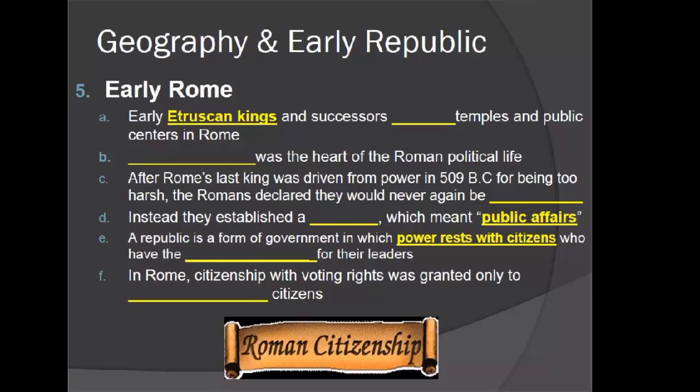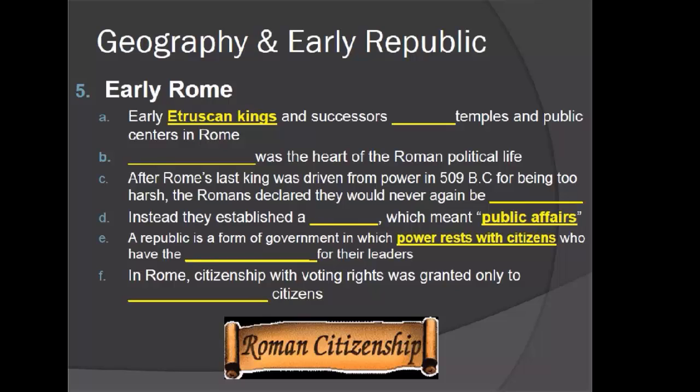After Rome's last king was driven from power in 509 BC for being too harsh, the Romans declared they would never again be ruled by a king. They realized that having a king was hard for them. They did not like having one person having all power. So instead, they established a republic, which meant public affairs.